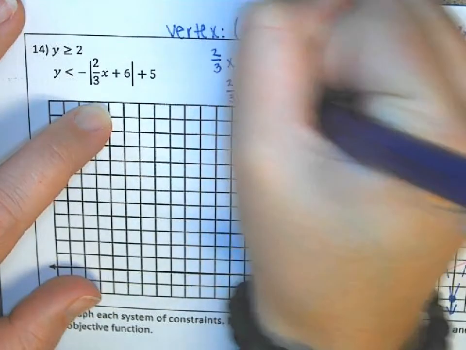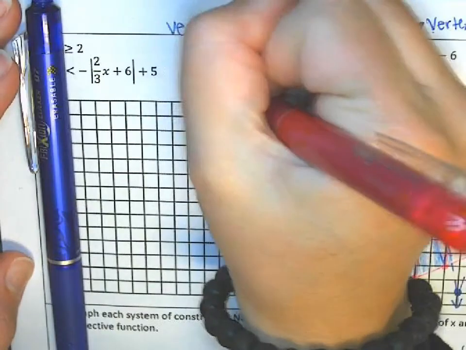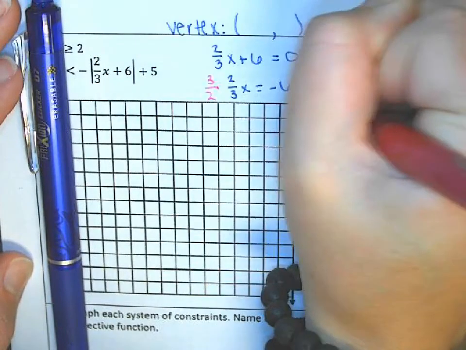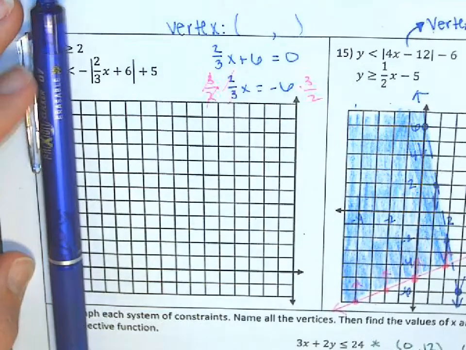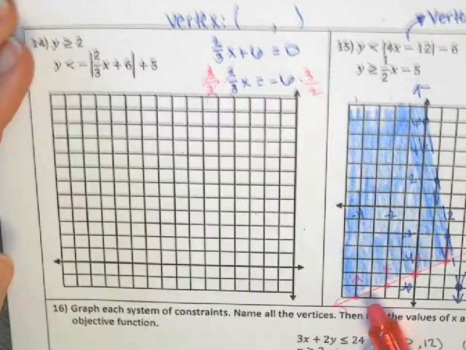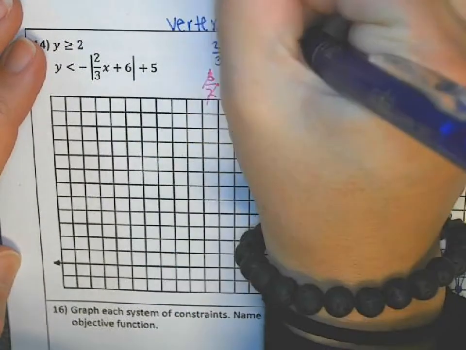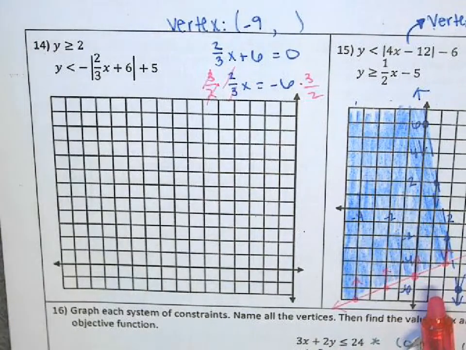2/3 x equals -6. Multiply both sides by 3/2. The 3's cancel, the 2's cancel there. X equals -6 times 3 is -18. -18 divided by 2, that's just -9. Oh, that's not even that bad. Looked pretty ugly, but -9 is what I got. Cool.